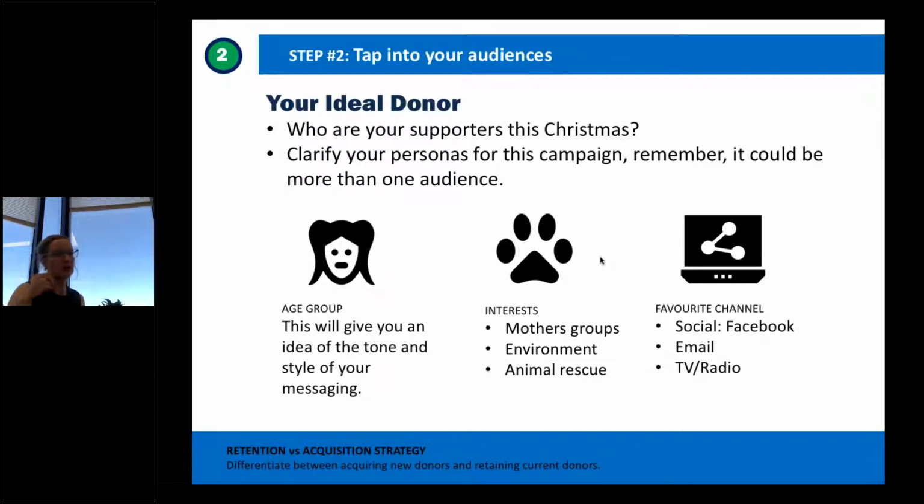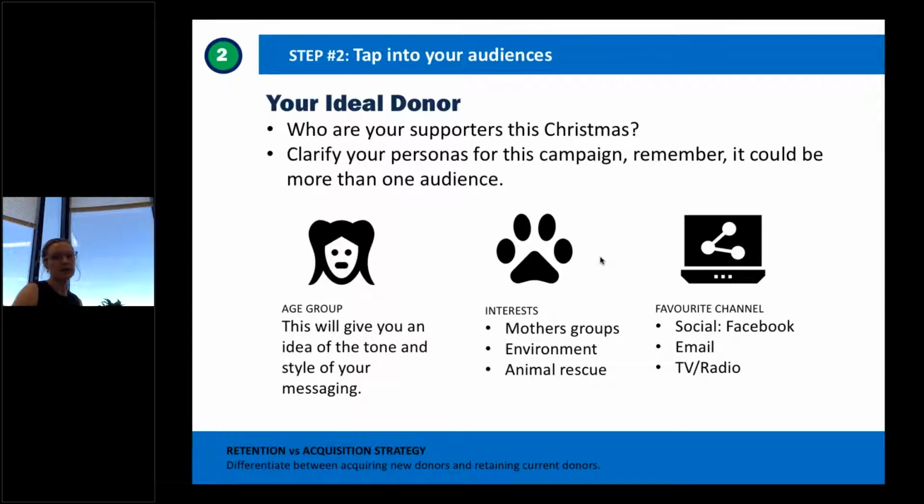One of the other elements to outlining who your audiences are is to think about where they find their information and what their interests are. For example, there are a lot of groups on Facebook that you can go and find where your donors are and what they're interested in. Things like mothers groups or environmental groups or animal rescue groups. These types of places really show what people care about and how you can tell your story to resonate with them.